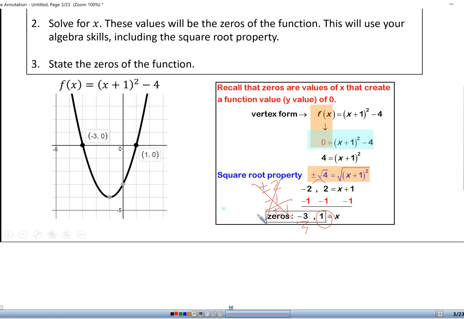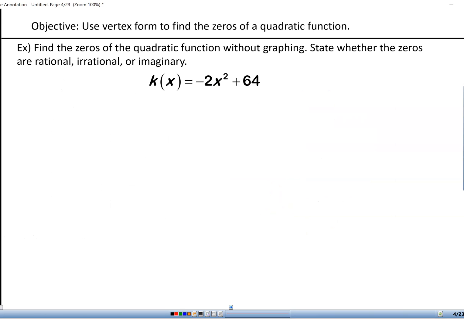Those values will then be our zeros. The biggest thing in these problems that we're going to be doing, and we'll have a number of examples and practice problems, is that what people often struggle with the most is, after using the square root property and taking the square root of both sides, simplifying everything and getting it into the final form that we would consider to be the structure appropriate to the problem. The other thing is we're supposed to find the zeros without graphing, so using our algebra skills. And then notice we're supposed to also state whether the zeros are rational, irrational, or imaginary.